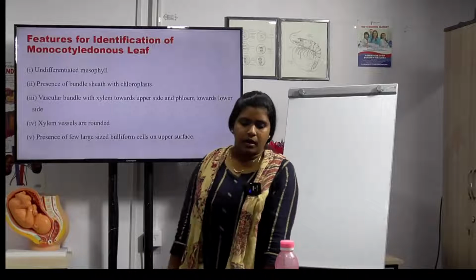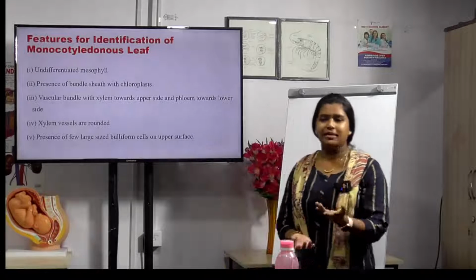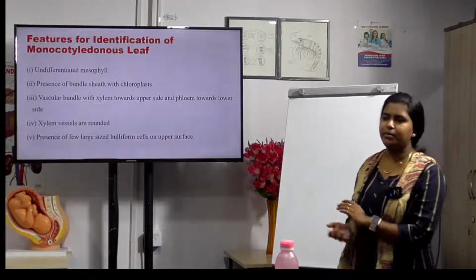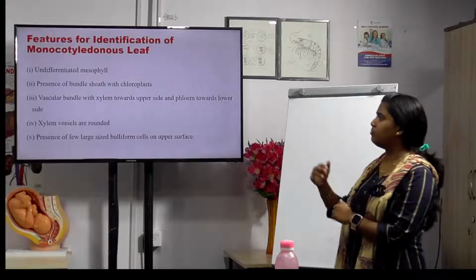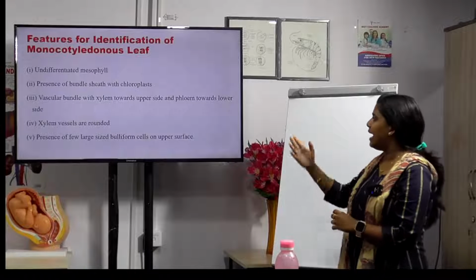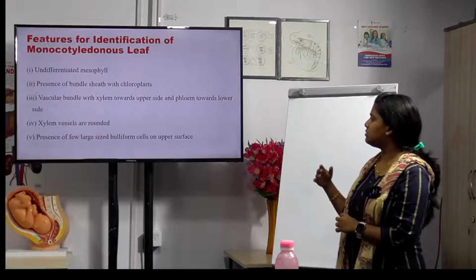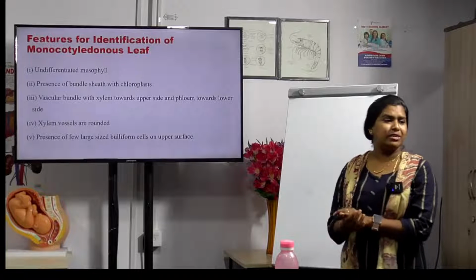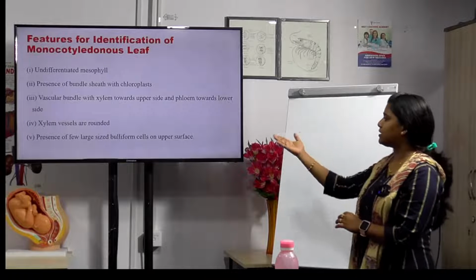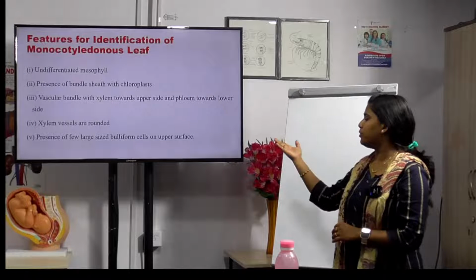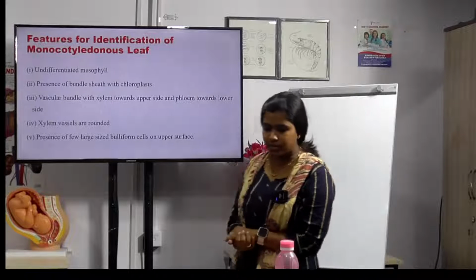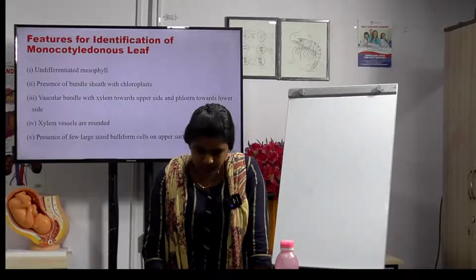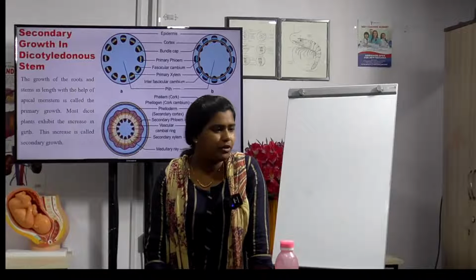Okay, now what are the characteristics to find out that this is a monocotyledonous leaf? Undifferentiated mesophyll, presence of bundle sheath with chloroplast, and vascular bundles, which we saw earlier. Xylem vessels here are round, and there is the presence of large bulliform cells on the upper surface. Okay, now let us see the secondary growth in the dicotyledonous stem.